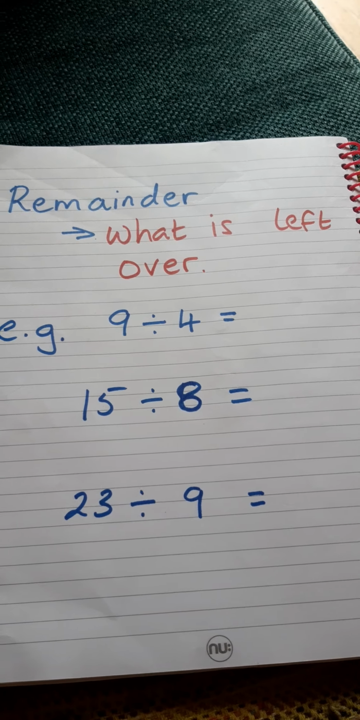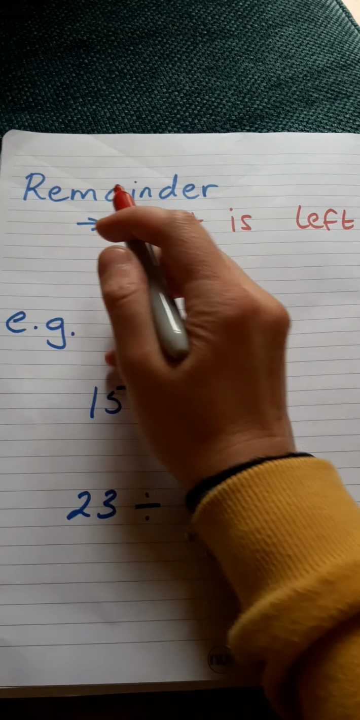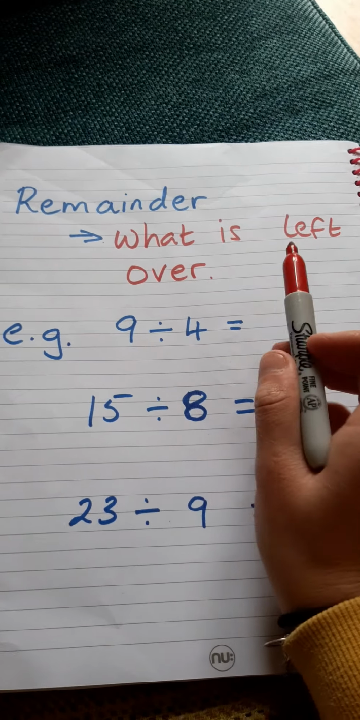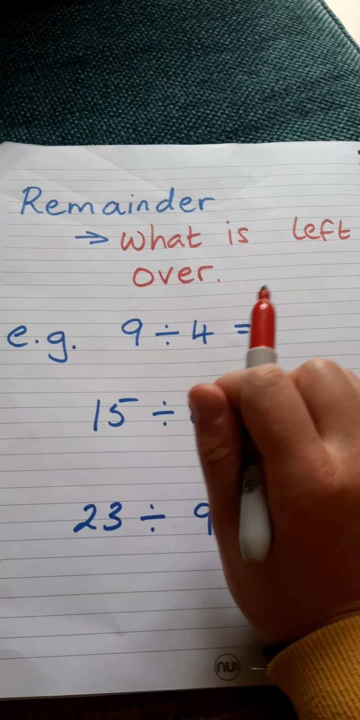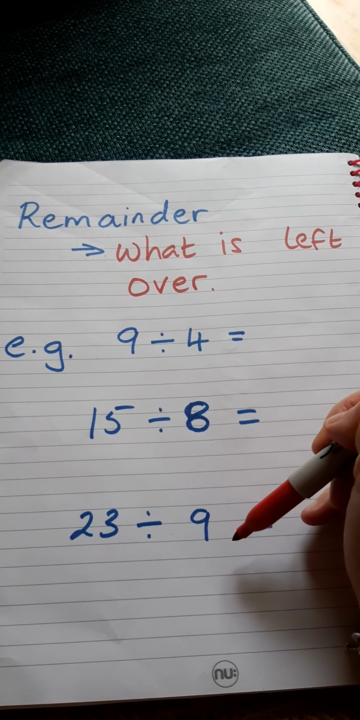All right, we're going to have another look at division because I know some people are finding it a bit tricky. To remember with division is sometimes there is a remainder. Remainder means what is left over. So once you've divided, if you have numbers left over, that is your remainder. I'm going to show you with some simple sums first.